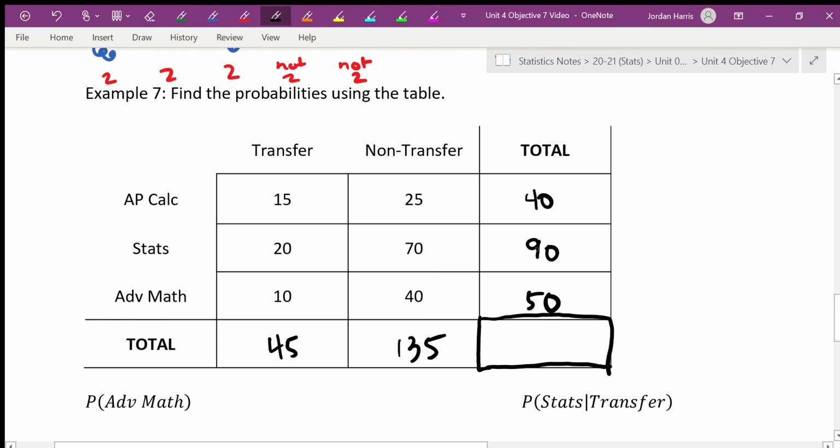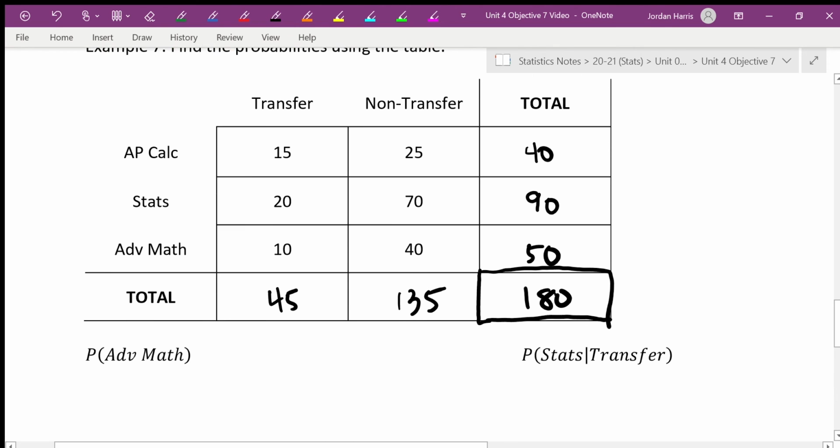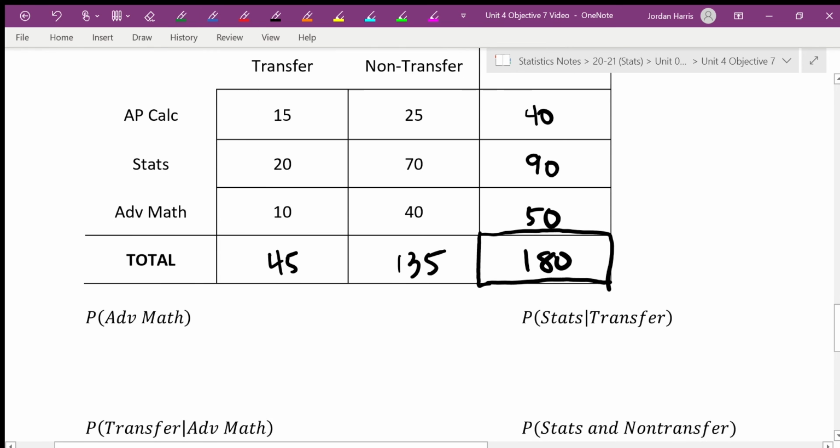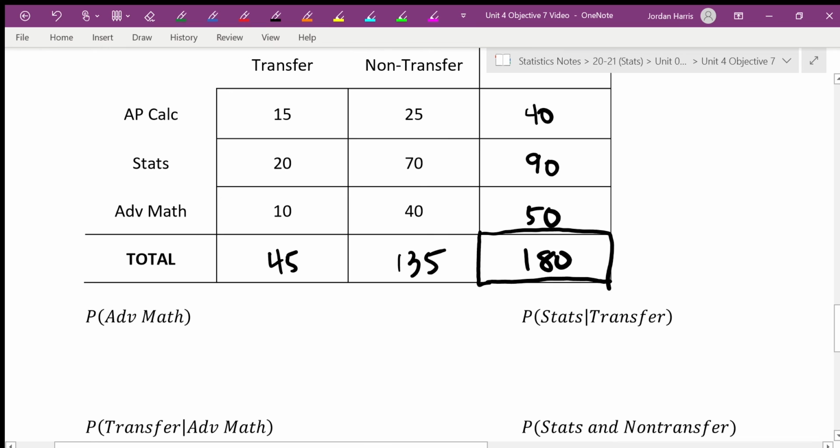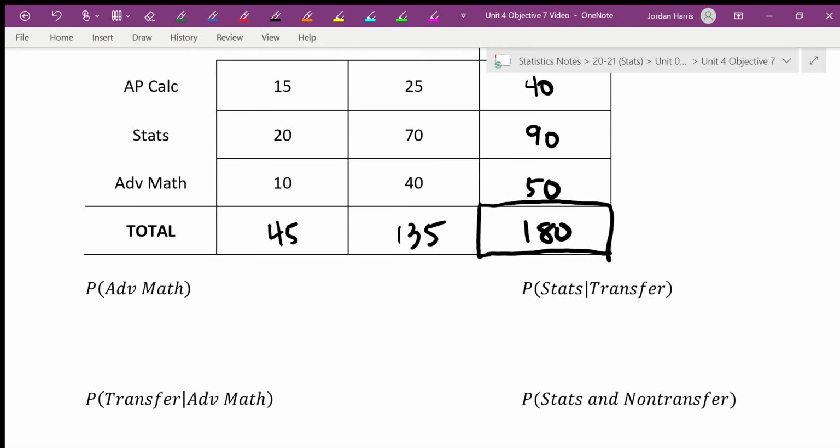This adds up to 180. This one adds up to 180. So my grand total is 180. That is the grand total number of people we're dealing with. So the first question, if I took one student out of the whole thing, what is the probability they will be advanced math? Okay. So advanced math is 50 out of the 180 total students.